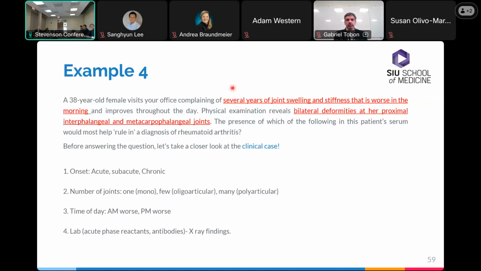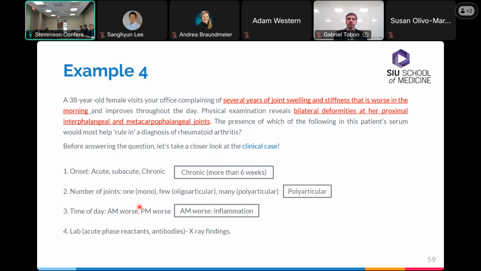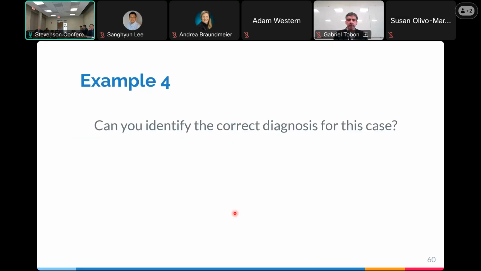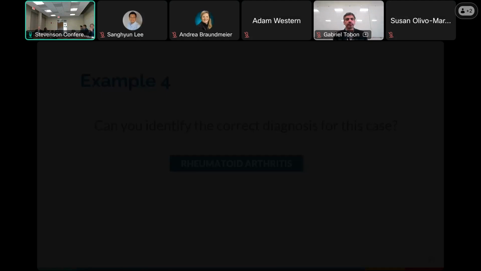Here we have several years, so it's more chronic because it's more than 6 weeks. The number of joints is polyarticular, the PIPs, the MCPs. The time of day, the pain is worse in the morning with morning stiffness, meaning inflammation. So probably after the discussion, students are able to identify the rheumatoid arthritis diagnosis.